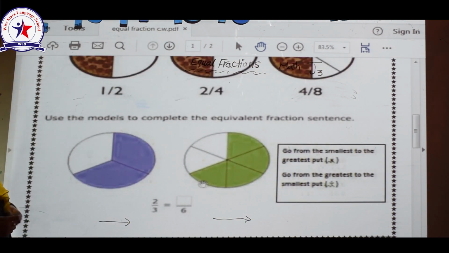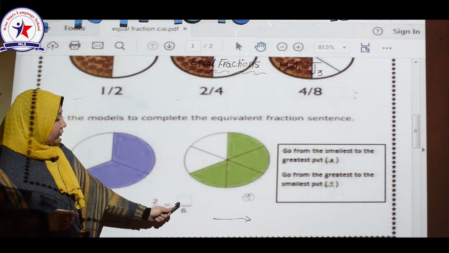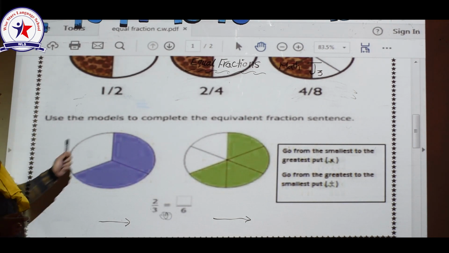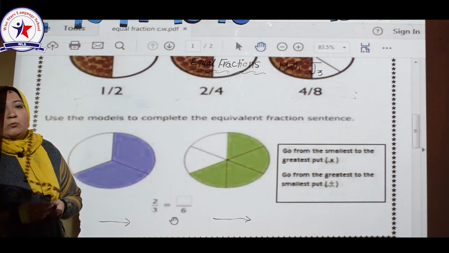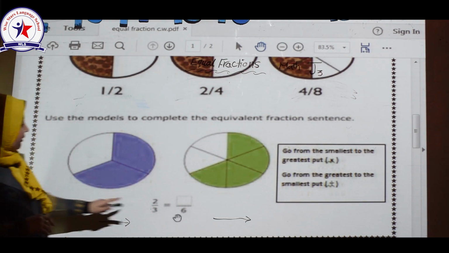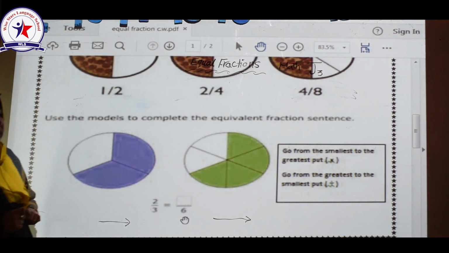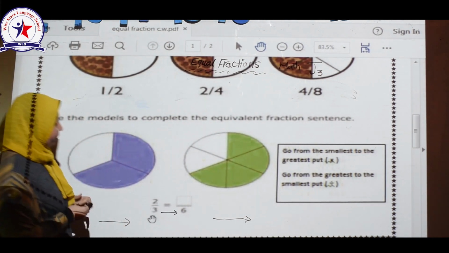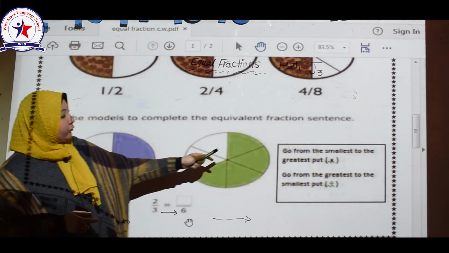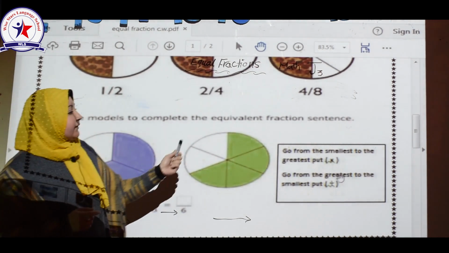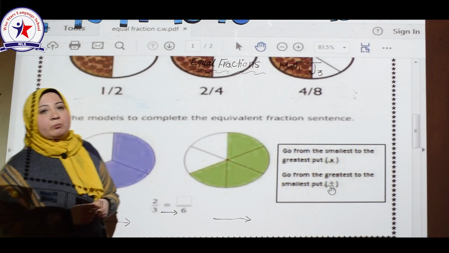Look at this example. 2 over 3 equals what number over 6? Now if we don't have drawings, what do you do? You have 2 steps. The first step is draw an arrow between the 2 numbers opposite, like 3 and 6. If the arrow goes from the smallest to the greatest, put times. If the arrow goes from the greatest to the smallest number, put divide.